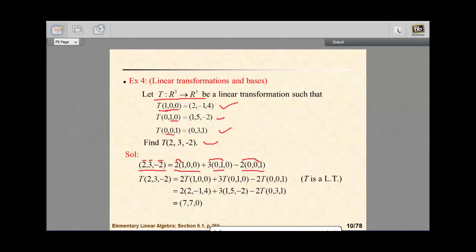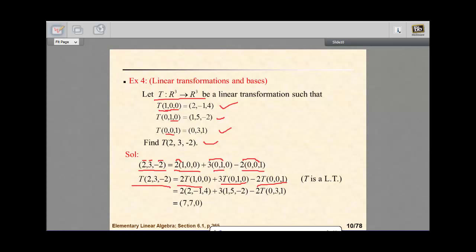So when we write it in this way, now apply the transformation on both sides, left side and right side. On the left side, it will be the transformation of (2, 3, -2), and on the right side it will be equal to 2 into the transformation of (1, 0, 0), 3 into the transformation of (0, 1, 0), and -2 into the transformation of (0, 0, 1).